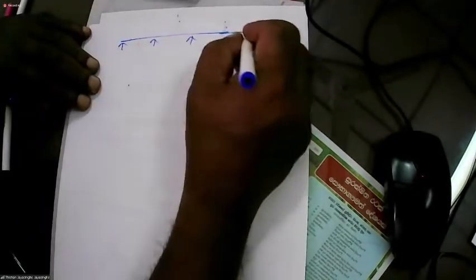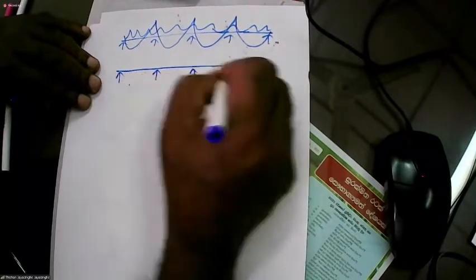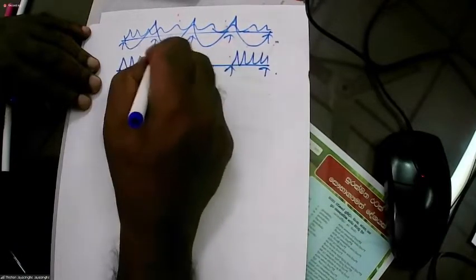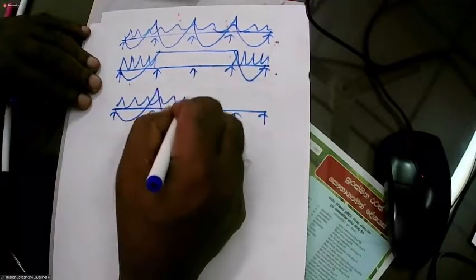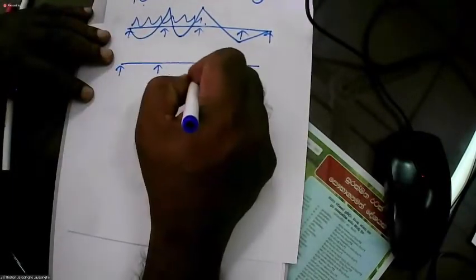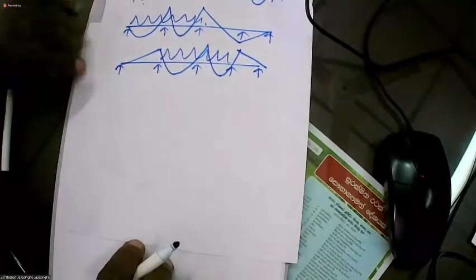Then I told you that when you have a continuous structure, we can have so many different types of loading, the whole thing loaded fully. And then you can also have other diagrams like this fully loaded, this is fully loaded, like that. Or else you can have the first two spans fully loaded, like that. On the other hand, you can have the middle two fully loaded to get a bending moment diagram like that.